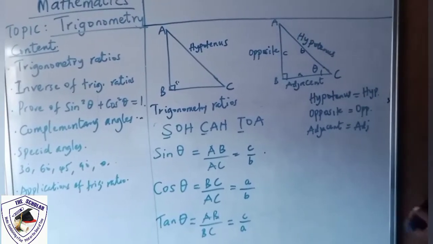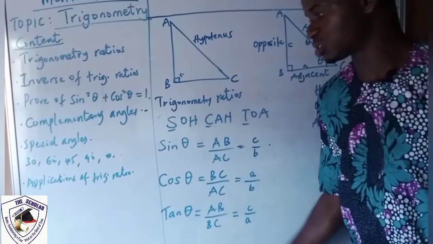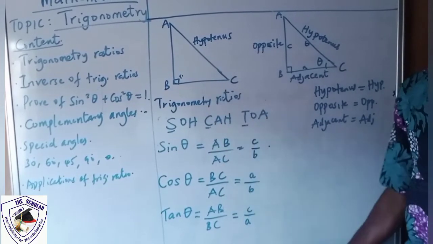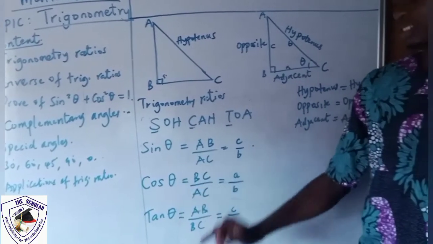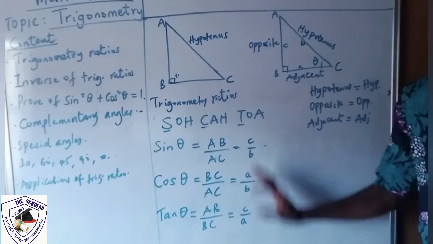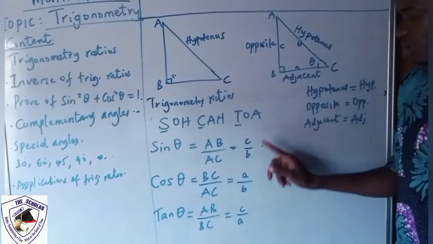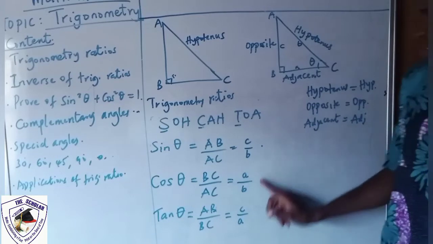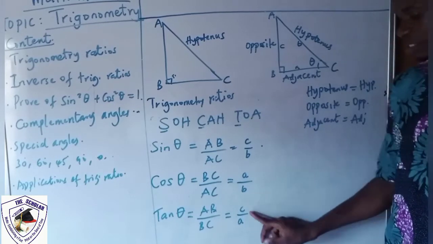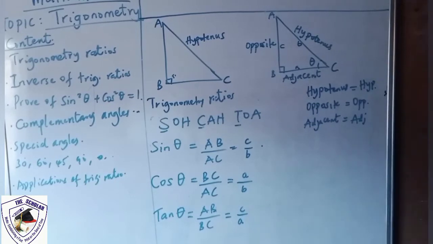So that defines the three trig ratios, which we call basic trig ratios. Sine, cosine, and tangent are referred to as what? Basic trig ratios. And that is defined as c over b for sine theta, a over b for cos theta, and c over a for tan theta.